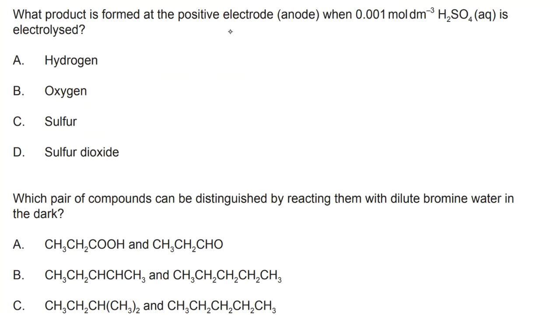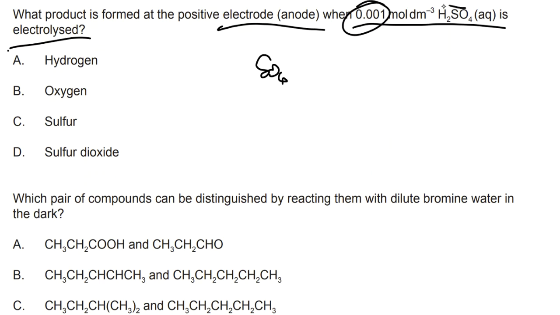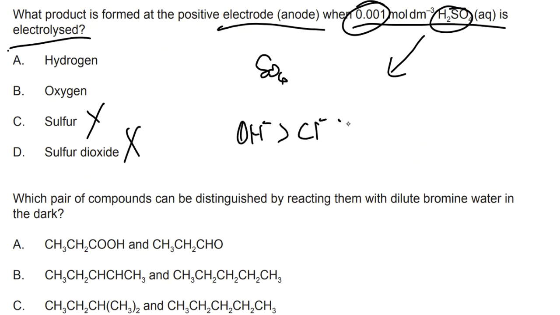What product is formed at the positive electrode when, okay, so positive electrode is the anode, oxidation, so the sulfate ion. It's really low concentration, so I don't think the sulfate ion is going to be affected. Plus, I know from order of discharge that sulfate is the weakest one, so OH minus is more likely than Cl minus, which is more likely than SO4 2 minus. So I'm going to eliminate these two options. So it's going to be oxygen, hydrogen at the cathode. So it's definitely going to be B.